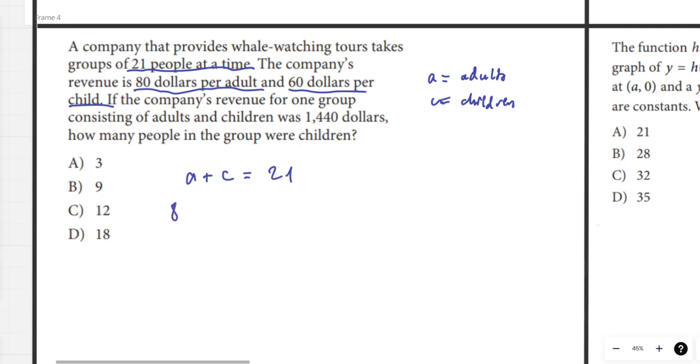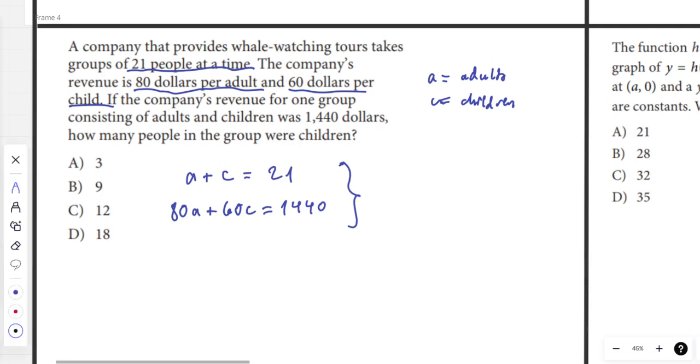And the revenue is 80A plus 60C. And if the company's revenue for one group was $1,440, how many people in the group were children? Okay, so the revenue was $1,440. These are the two equations that you'll need for the system of equations to solve this problem. You could solve this one with substitution, elimination, or graphing. And since this is the digital SAT, I likely want to go with graphing.